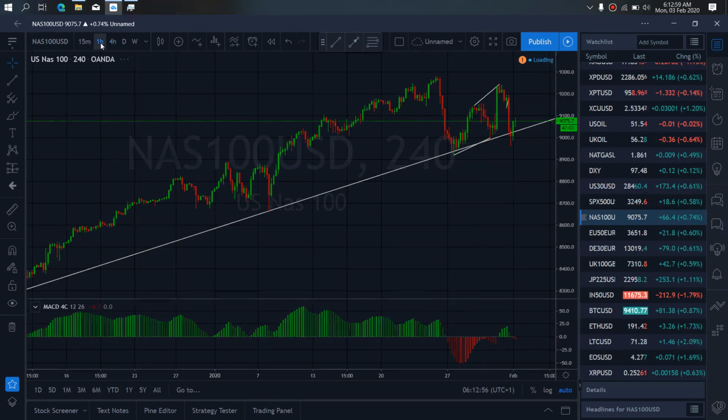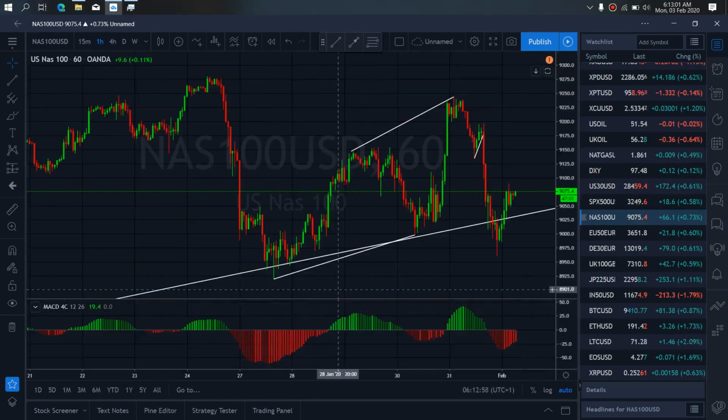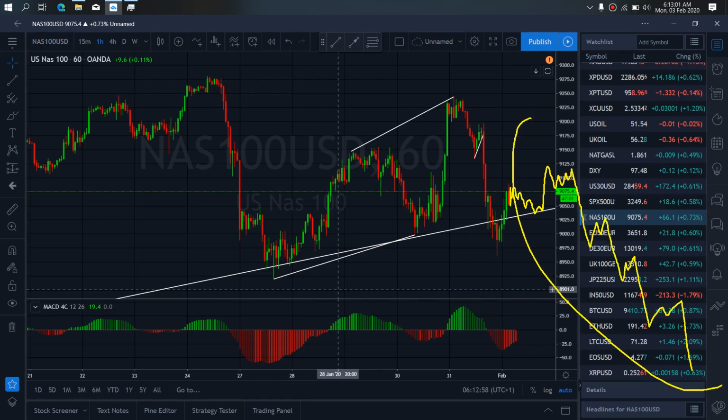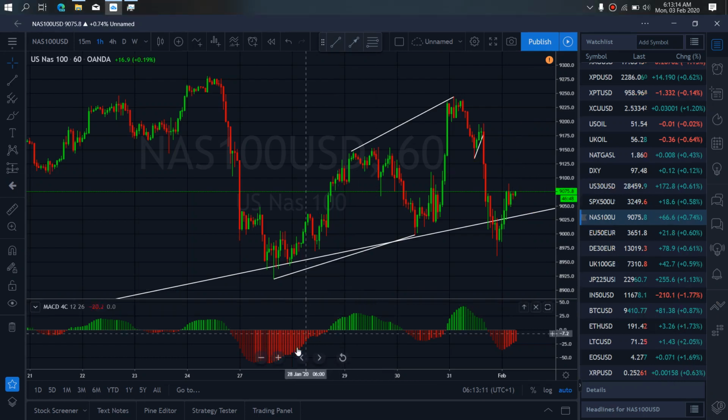We zoom to the 1-hour time frame on US 100. We want to watch them correct here back to this trend line, retest this top and then give us better sales downside. So we want to watch out for these sales as they develop this week on US 100 Nasdaq. We got to watch out for this week.